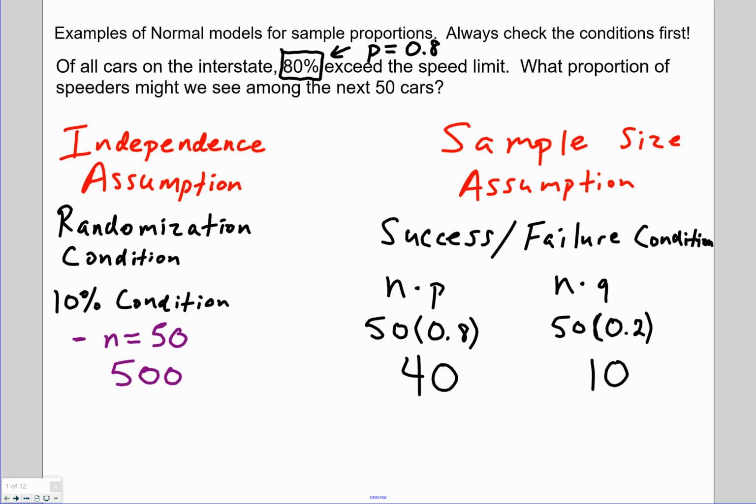Now, are both those numbers 10 or higher? Yes, one of them is exactly 10. So, woo, it was close. But we're saying that our sample size is large enough. So right here, sample size, not too large. Sample size, large enough. Not too large, large enough. Everybody see the difference?